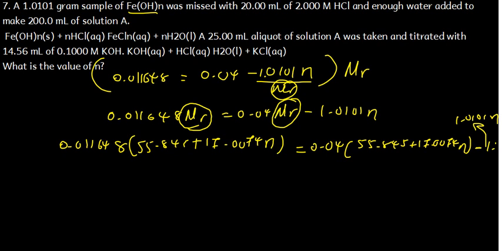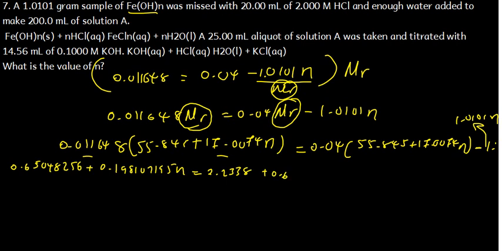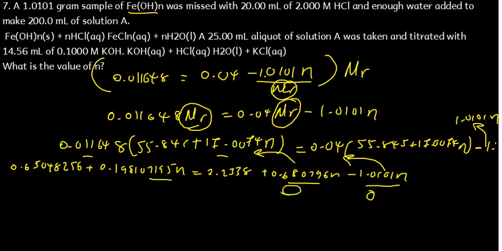So now at this point we can go on and do the multiplication. If we cross multiply, we're going to get 0.65048256, and then plus again multiply this by this, we're going to get 0.19810219 N, and over the other side we're going to have 2.2338 plus 0.680296 N, and then now minus the 1.0101 N. So everything that has got N, we are going to take to one side. I'll get this and take it that side. This will become negative, this will become positive, and then it will add to that other portion.